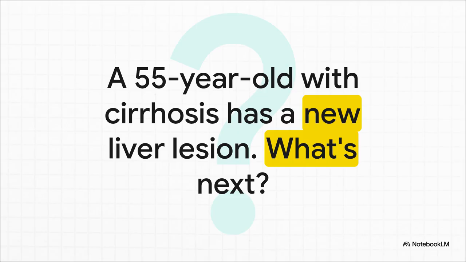You get a call. It's about your 55-year-old patient with cirrhosis who was in for a routine ultrasound, and boom, there's a new 3-centimeter lesion. So, what's going through your head? What are the alarm bells? And most importantly, what are you going to do next? This is the exact kind of question we're going to break down.